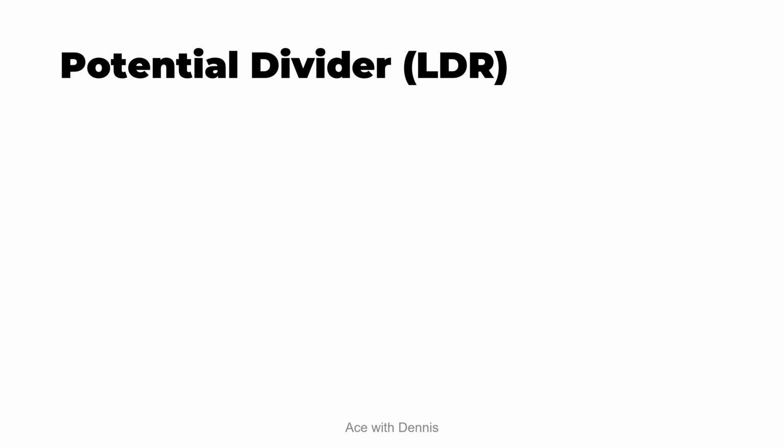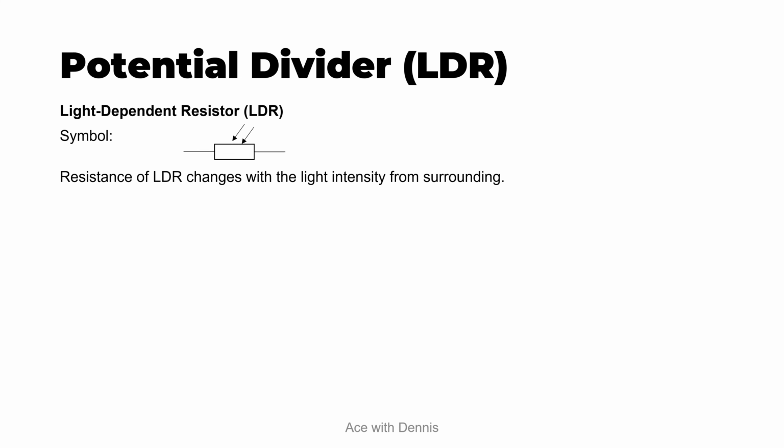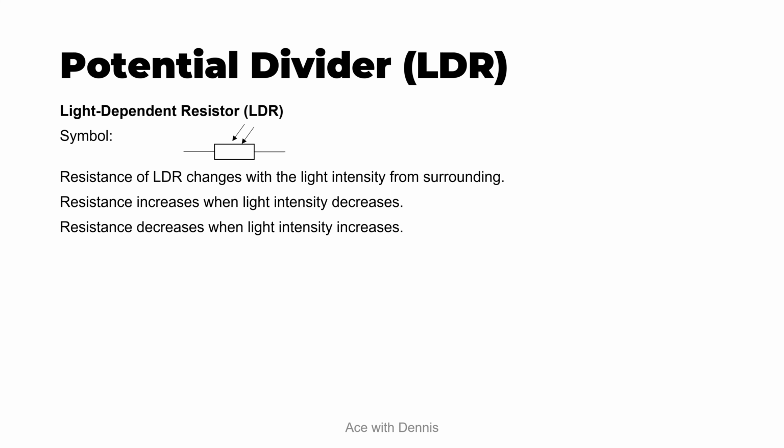Another application of potential divider is LDR, which is light dependent resistor. And here is the symbol of LDR. First, it looks like a fixed resistor, but it has arrows pointing at the resistor. So the arrows represent the light around the resistor. The resistance of LDR changes with the light intensity from the surrounding. Resistance increases when light intensity decreases. So please remember this. Resistance increases when light intensity decreases. The resistance decreases when light intensity increases.